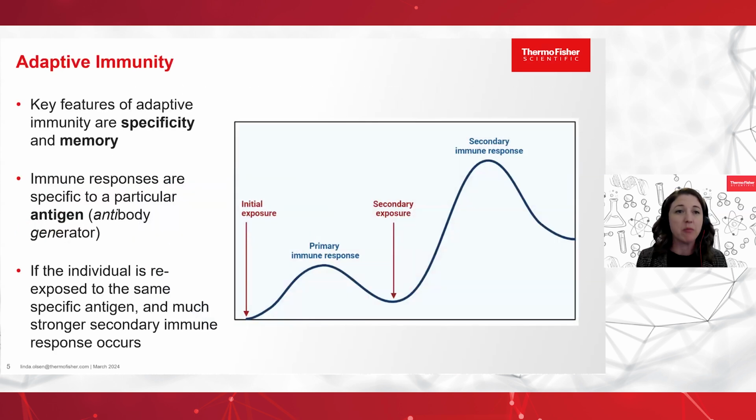Past that point, we can develop adaptive immunity, which includes specificity and memory. It is specific to a particular pathogen or microbe or foreign antigen. And we are capable of mounting an initial primary immune response. And if we see that same specific antigen again, we can have a secondary, much stronger immune response.